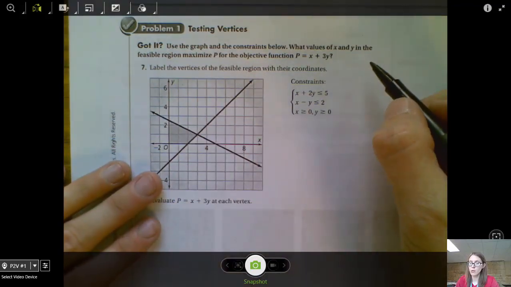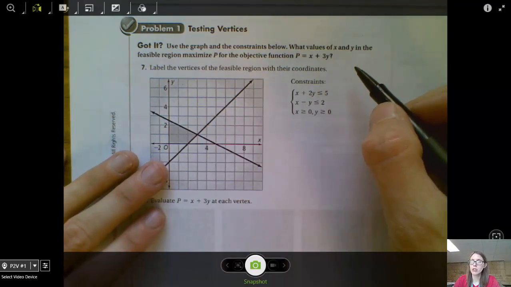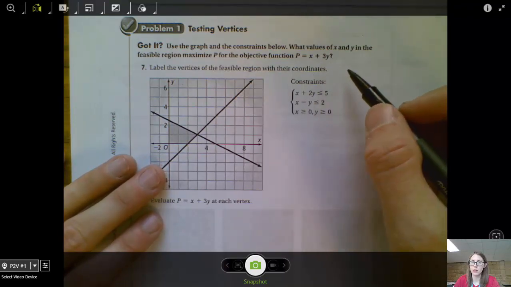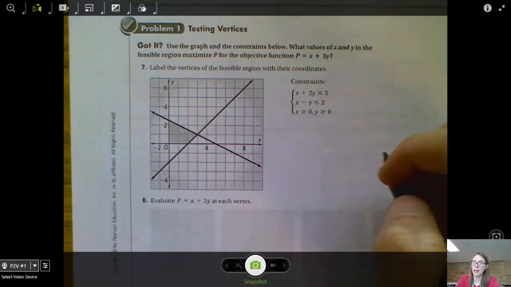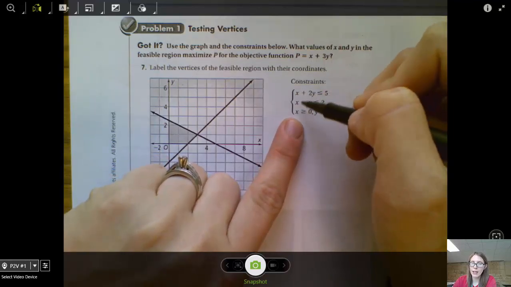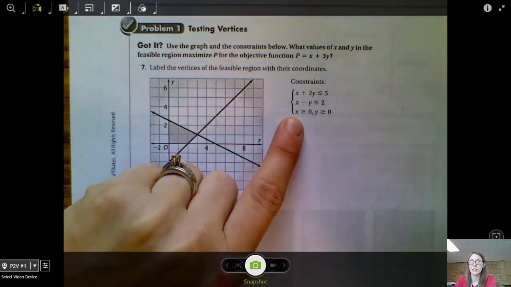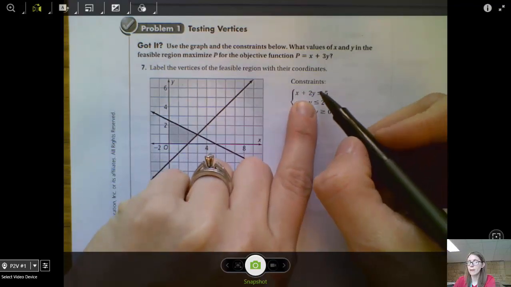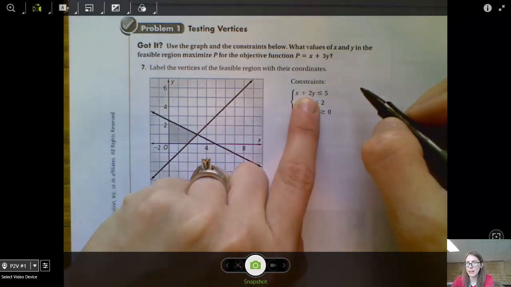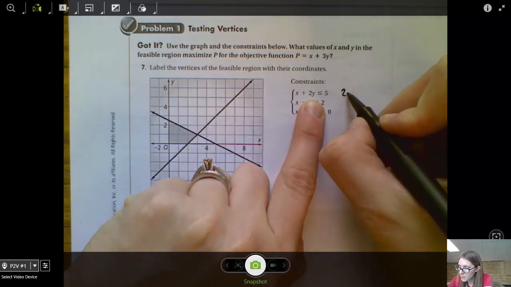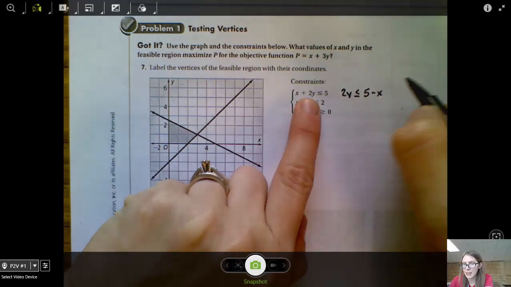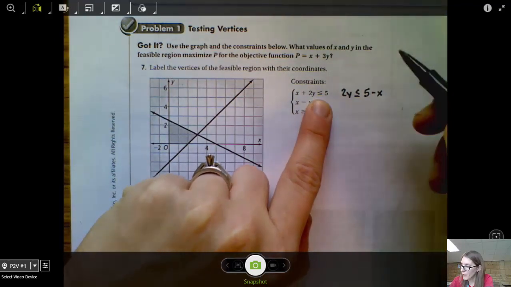What values of x and y in the feasible region maximize p for the objective function p equals x plus 3y? Now, what on earth does that mean? We'll get there in a second. This is our system of inequalities, and again, in linear programming, we call it our constraints. To graph each of these, x plus 2y is less than or equal to 5. Remember, we would want to get this in slope-intercept form. 2y is less than or equal to 5 minus x, subtract x from both sides, and then divide both sides by 2.